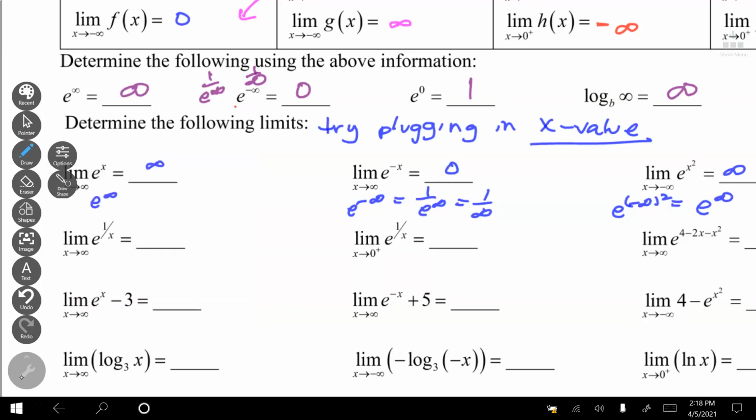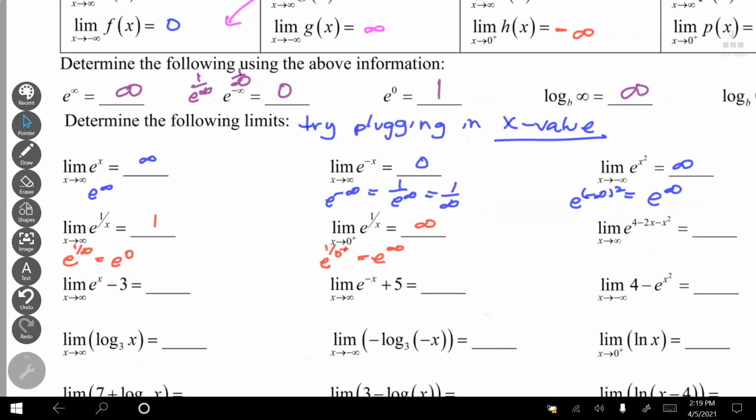I'm going to change my color. I'm going to plug in infinity here, so I get e to the 1 over infinity. Well, 1 over infinity is 0, so this is e to the 0. This is 1. Now I have to plug in 0 from the right. So it's e raised to the 1 over 0 from the plus side. On the plus side of 0, that's a really small positive number. 1 divided by a really small positive number is a really big positive number. So that is just e to infinity, which is infinity.